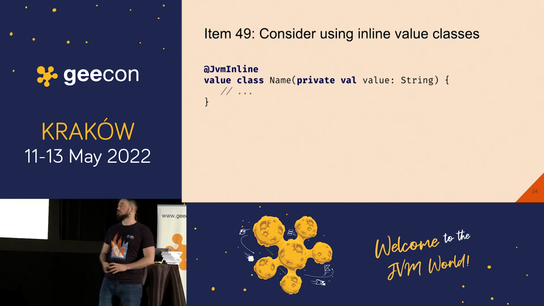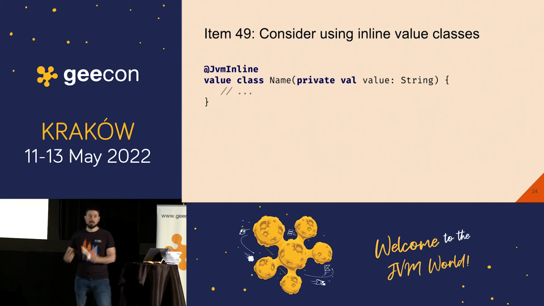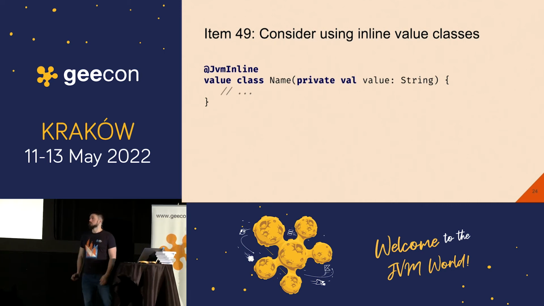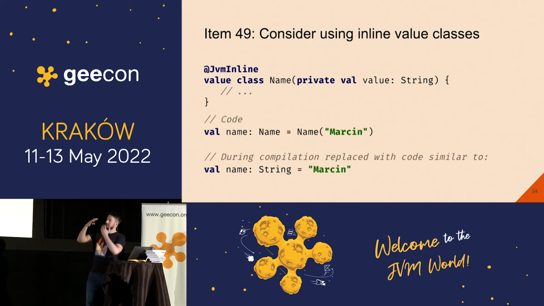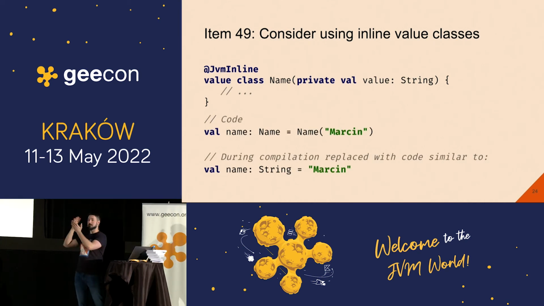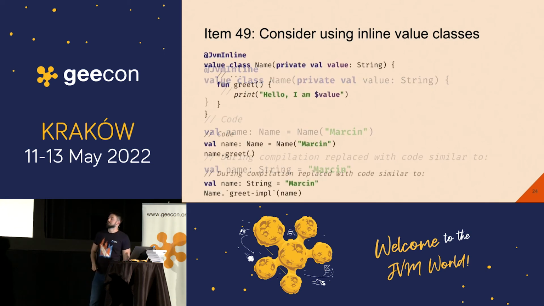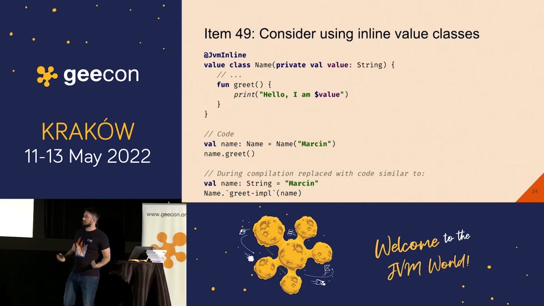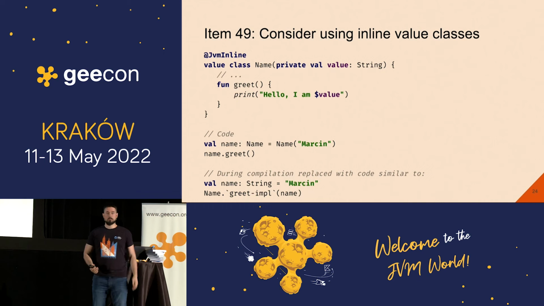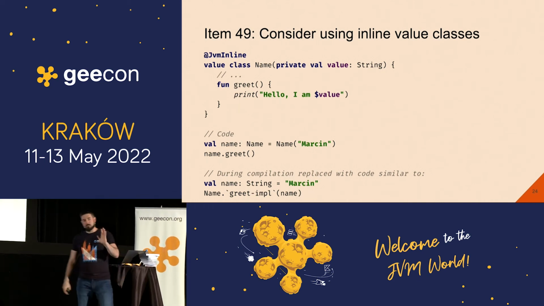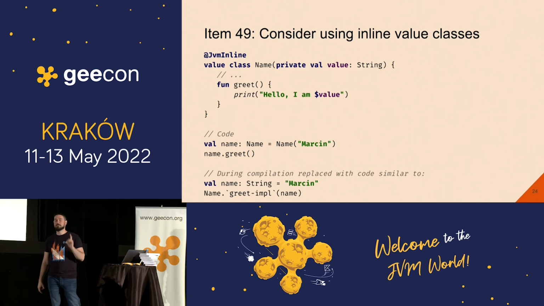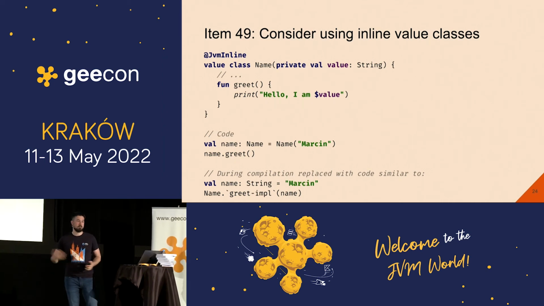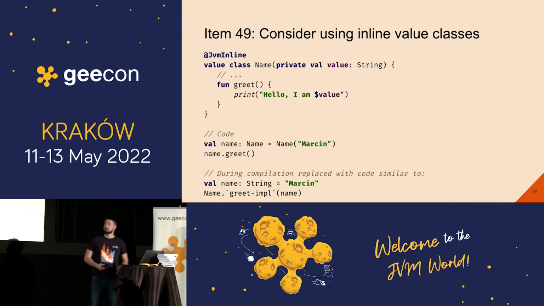In JVM, you should also use this annotation, JVM inline. When you use that, then during compilation, your wrap type, Name, is replaced with the thing that it wraps over, a string in this case. So, Name is gone. All its methods are replaced with static functions, so we eliminated the cost of creating an unnecessary object. But beware, it does not work if you use objects from behind the interfaces or superclasses. So it only works in simple cases.